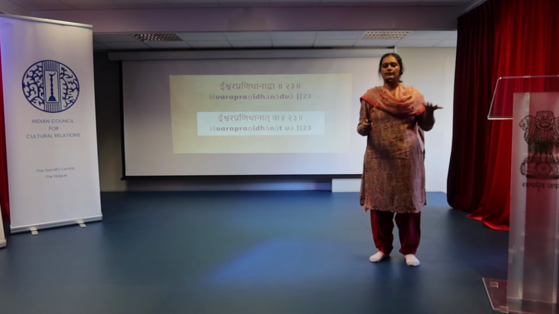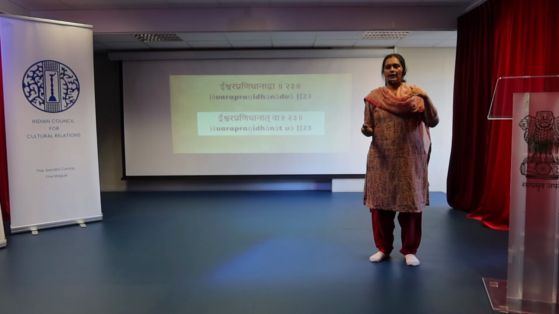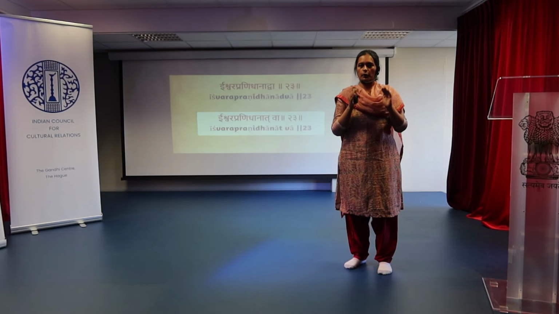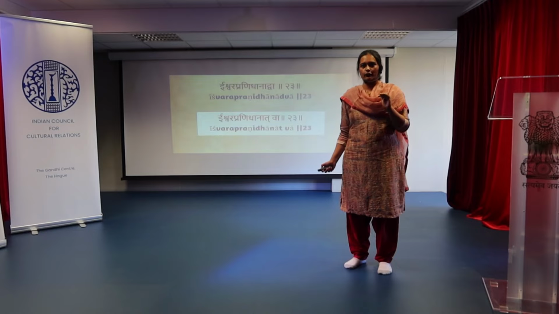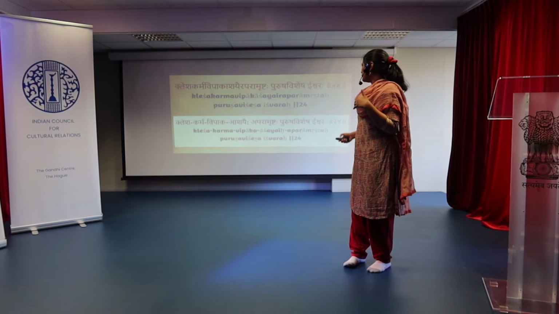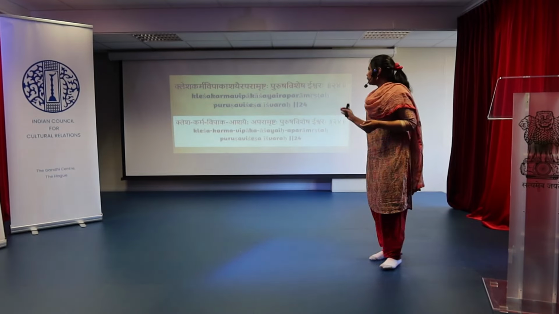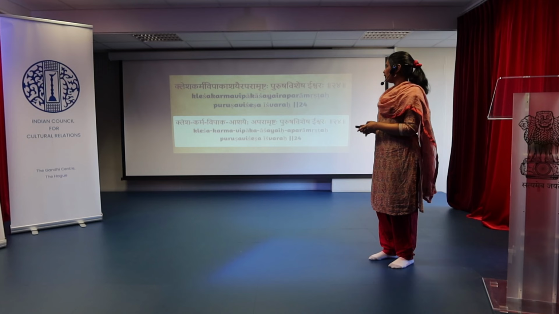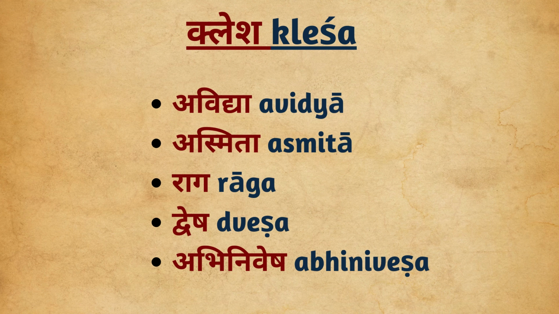Now, who is this Īśvara? What is this Īśvara? When I discussed about the Sankhya philosophy, I told that Īśvara is also a Purusha, but he is a special kind of Purusha. What is special about him? There is this word called aparāmṛṣṭaḥ, that is untouched. He is untouched by Kleśa, Karma, Vipāka and Āśaya. And he is the puruṣa-viśeṣa. Īśvara is also a puruṣa, but a special one. So he is untouched by Kleśa.